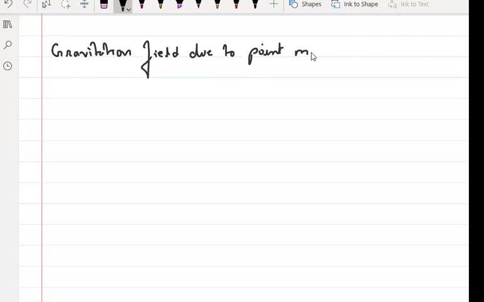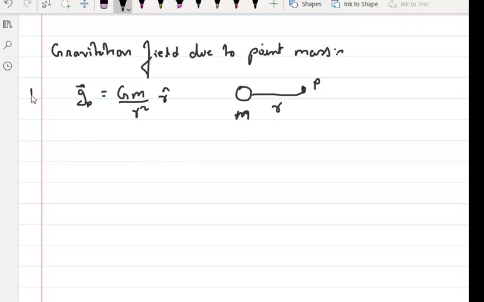So when we talk about gravitational field, the first case is the field due to a point mass. This is quite easy. Basically, G due to a point mass is equal to capital G m by r squared into r cap. As simple as that. Anyone have any issues? No? So this is the gravitational field due to mass m at a point P, which is r distance away from this mass. This is the meaning of this. This is your first case.